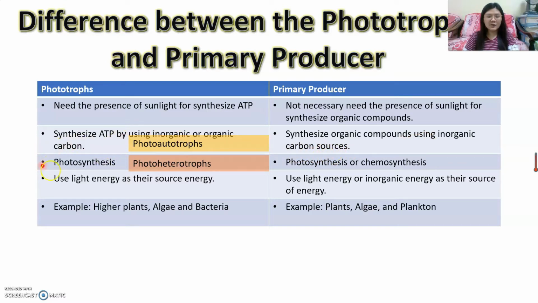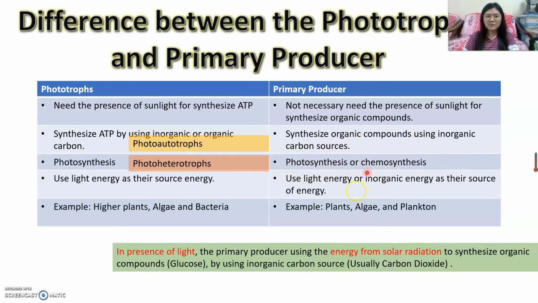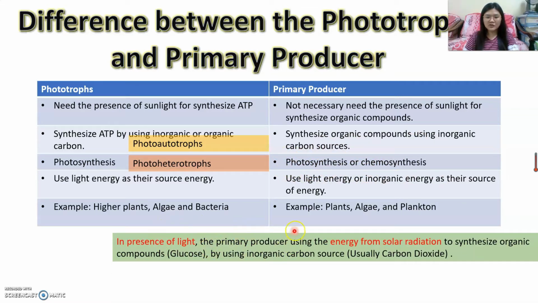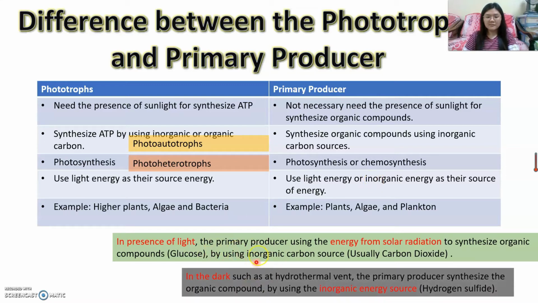These are the processes that occur in phototrophs, and in primary producers, both photosynthesis and chemosynthesis can occur. In the presence of light, primary producers can use energy from solar radiation to synthesize organic compounds such as glucose, using an inorganic carbon source, usually carbon dioxide. And in conditions without light, in the dark, such as at hydrothermal vents, where it is very dark, the primary producer can synthesize organic compounds by using an inorganic energy source, such as hydrogen sulfide.